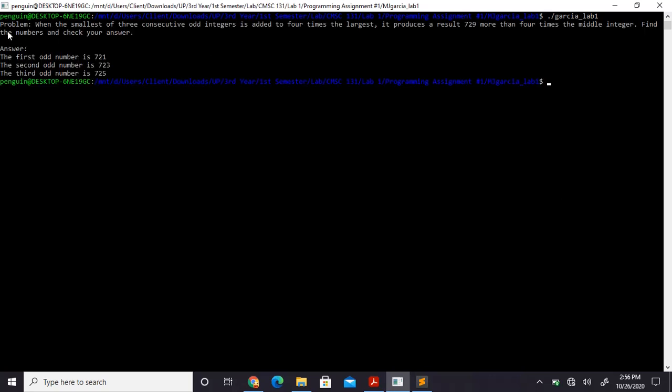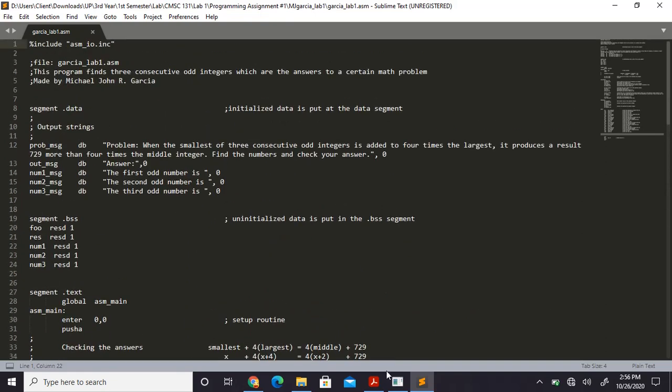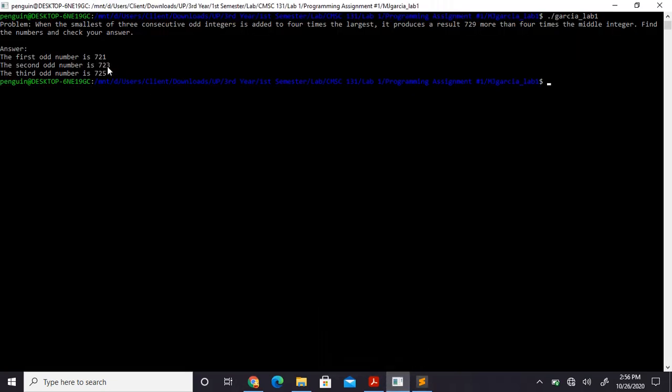As you can see na ganito yung output, and since 721 nga talaga as stated here, the first odd number is 721, the second odd number is 723, and the third odd number is 725. So this is my way or solution to check which numbers from 1 to 1000 are the ones na nag-a-apply at nagsosolve sa question, which is 721, 723, 725. That is all. Thank you.